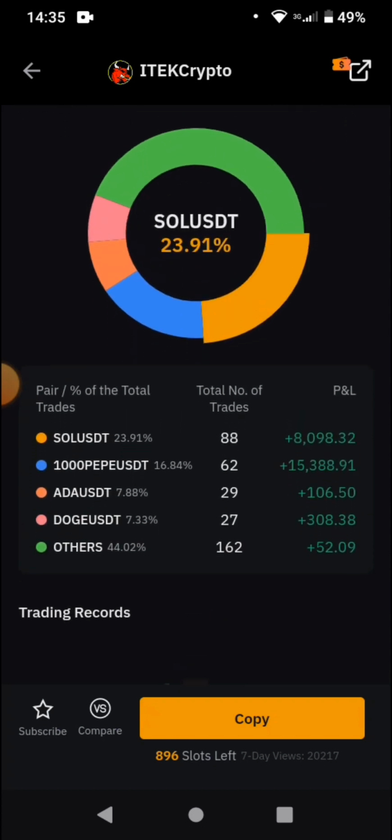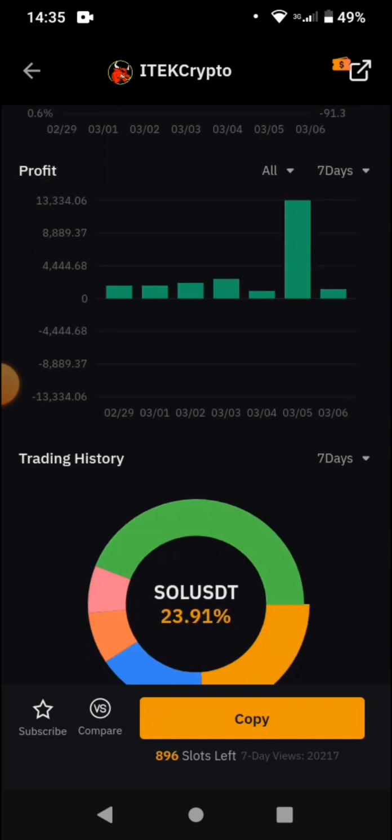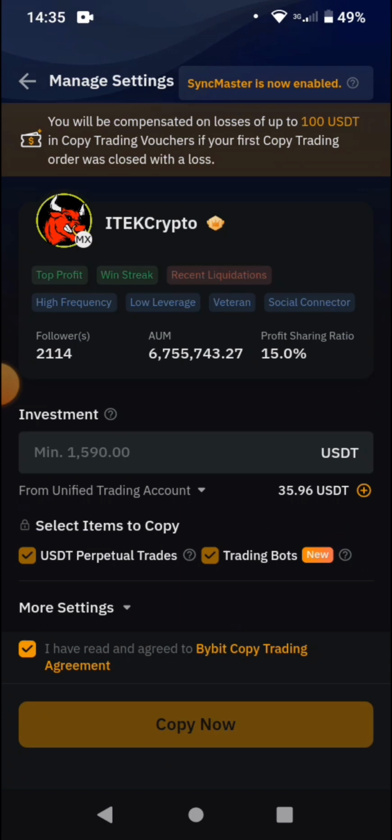You can see plus 15,382% just from 1,000 USDT. All right, so now let's say we want to copy this. You just come here, you tap copy. Okay, you tap copy. Now you are seeing investment. How much do you want to invest?